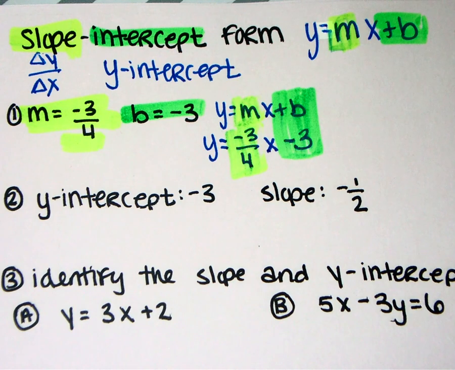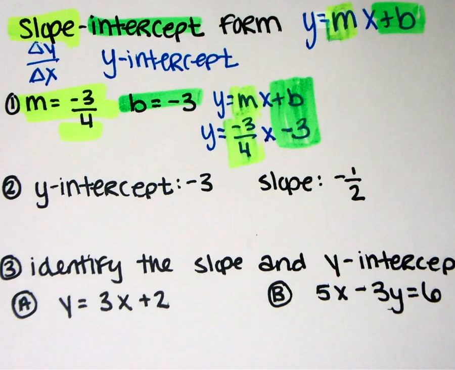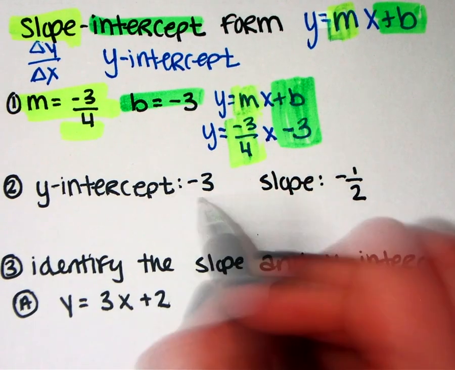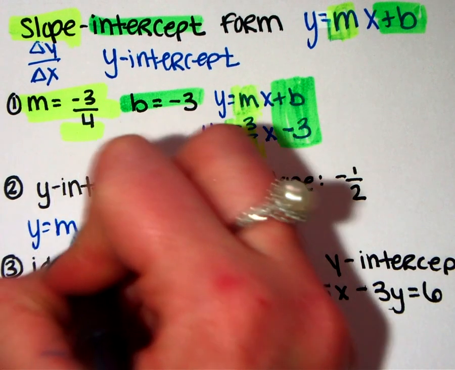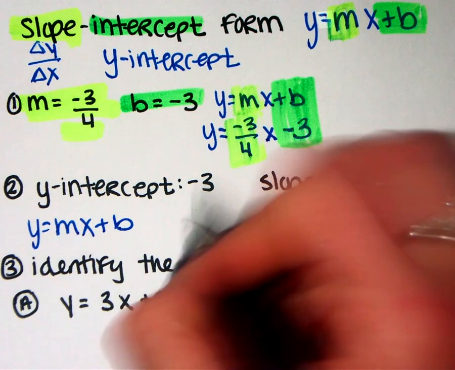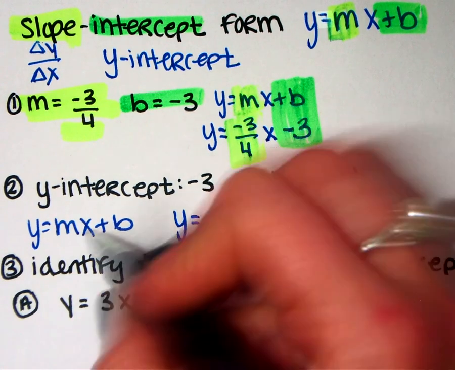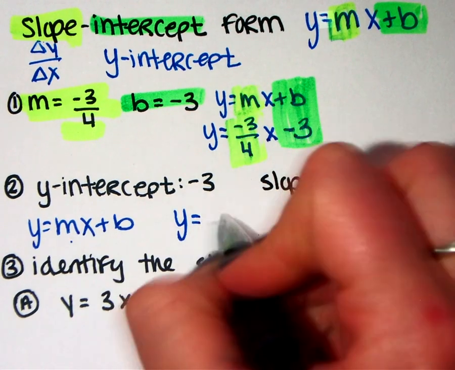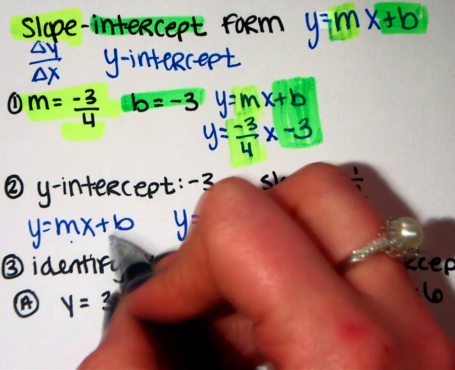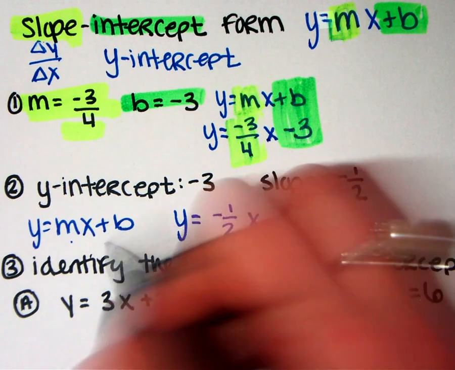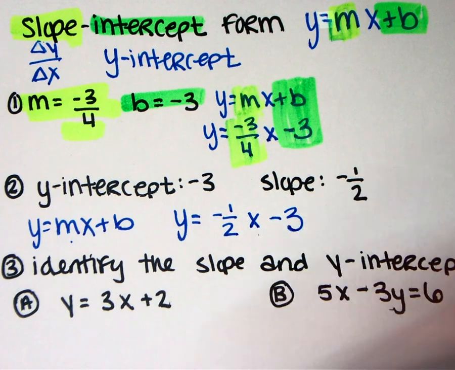In the next example, I'm just going to kind of change it up. The y-intercept is negative 3, and the slope is negative 1/2. So again, y equals mx plus b. My y value stays the same. M is slope, so I'm going to put a negative 1/2 x after. My y-intercept is negative 3, which is my b value.